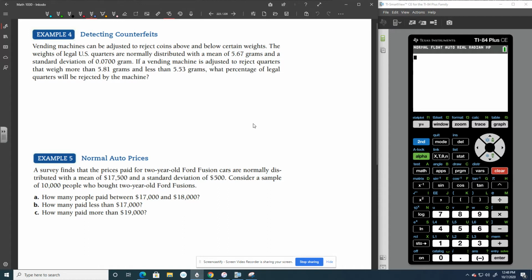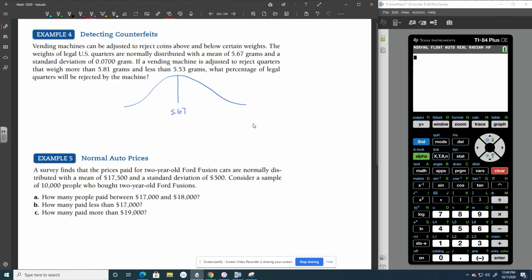So that means the weight of the quarter is going to have that normal curve, okay? And that's about as normal as we're going to get. It has a mean of 5.67, so 5.67 is right here in the middle, and a standard deviation of 0.0700 grams.